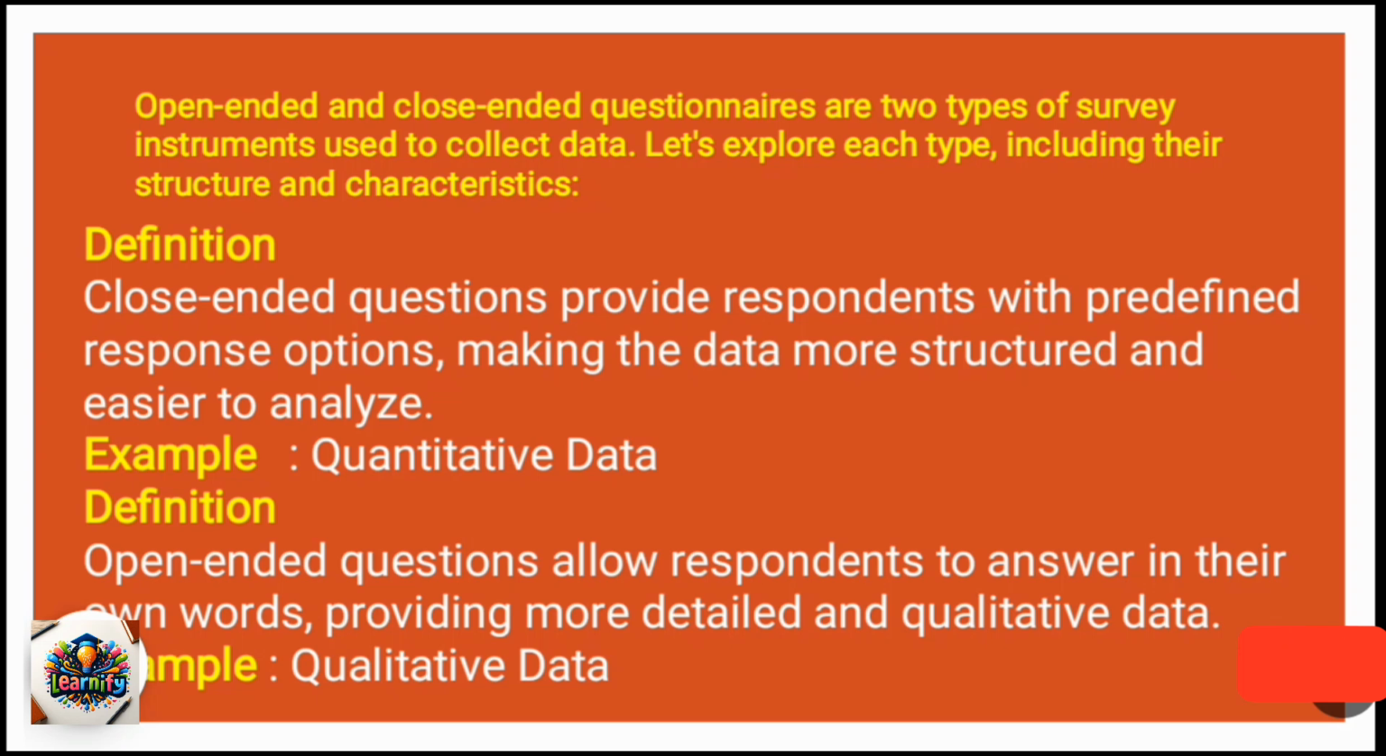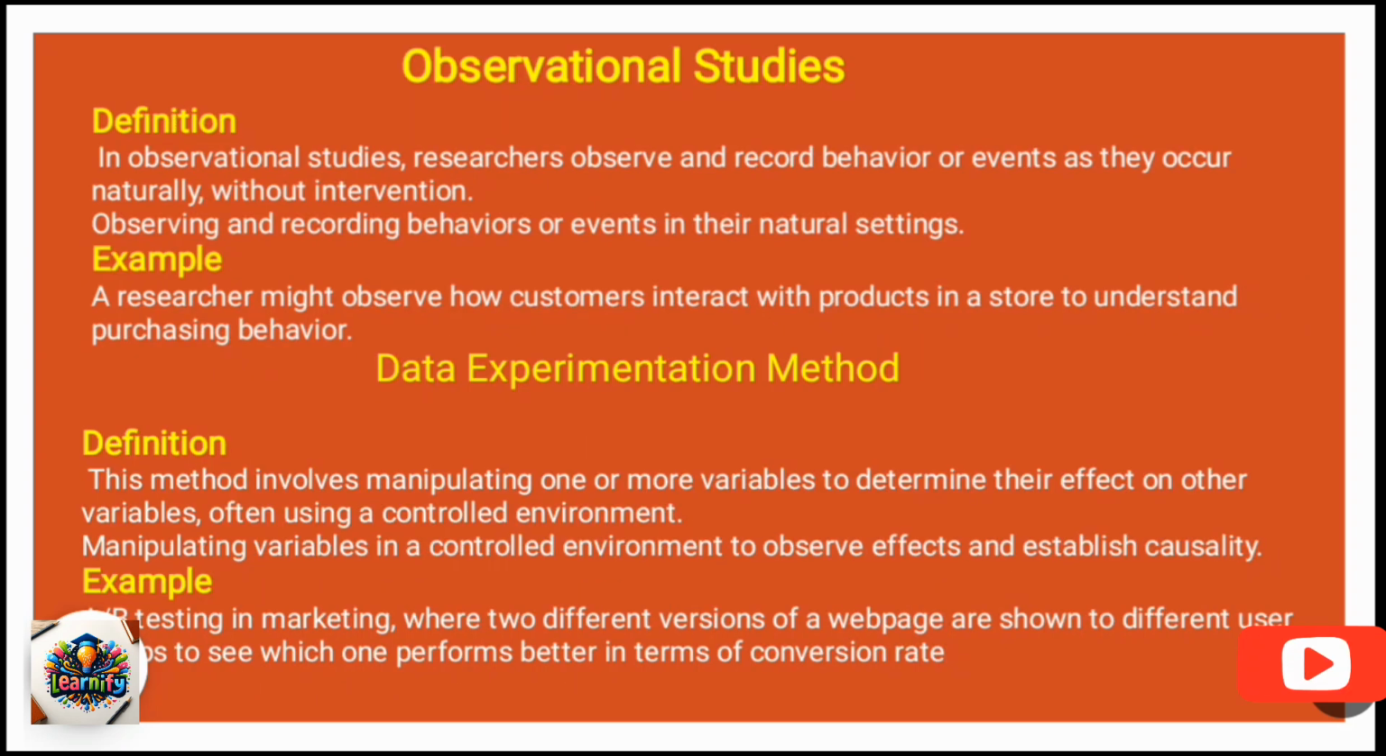Open-ended and closed-ended questionnaires are two types of survey instruments used to collect data. Let's explore each type in terms of structure and characteristics. Closed-ended questions provide respondents with predefined response options, making the data more structured and easier to analyze. For example, quantitative data. Open-ended questions allow respondents to answer in their own words, providing more detail and qualitative data. For example, qualitative data.